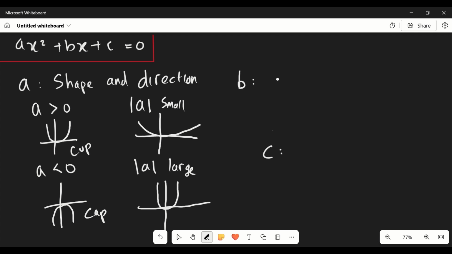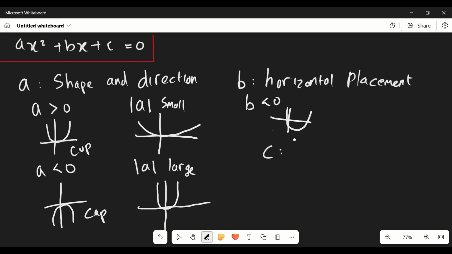b controls horizontal placement. If b is less than 0, we have a graph that shifts to the right side. If b is bigger than 0, we have a graph that shifts to the left side.